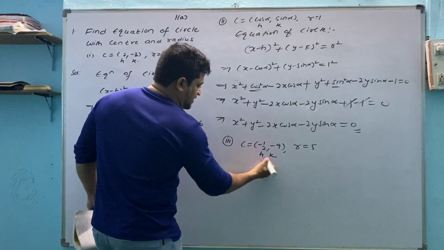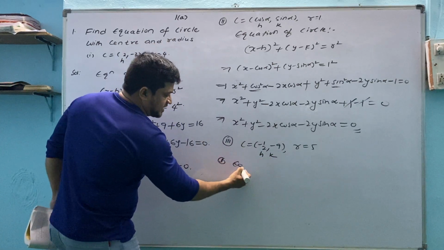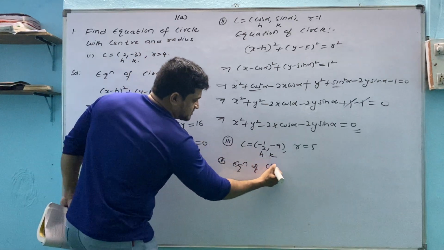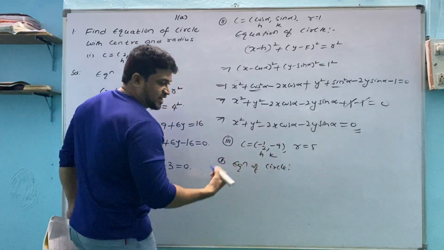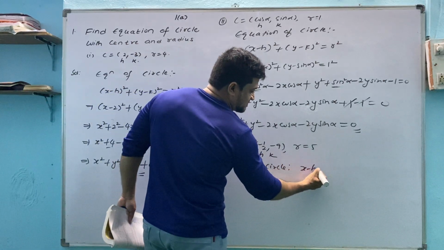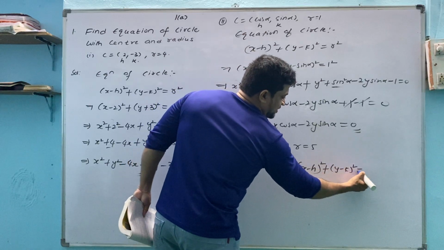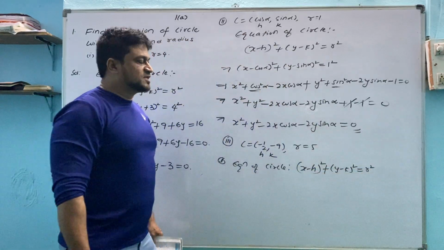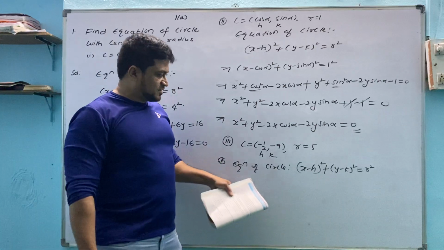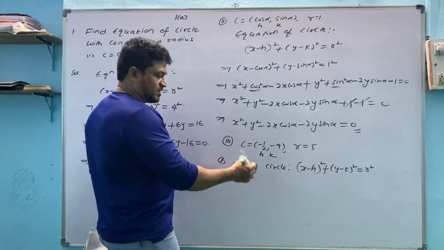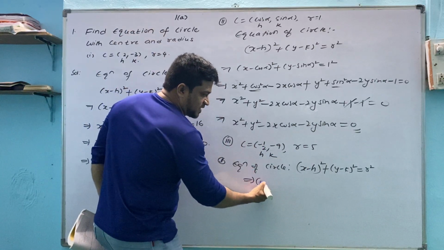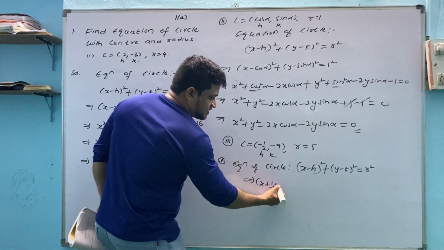Now the same thing we'll do. We'll write the equation of circle. Then we'll write the formula for equation of circle: x minus h whole square plus y minus k whole square equal to r square. So whenever center is given and radius is given, you have to use the same formula. We are not using the other formula to find this one.